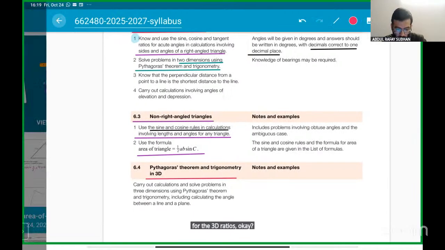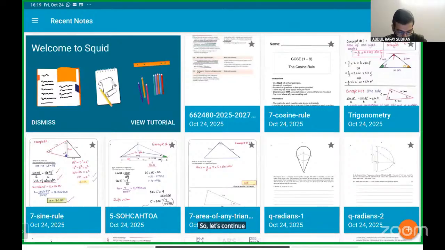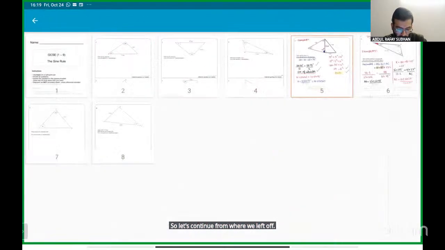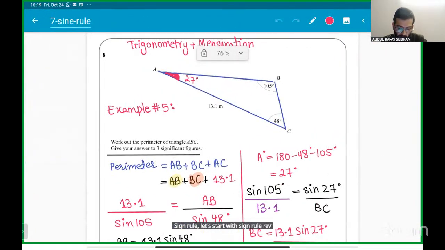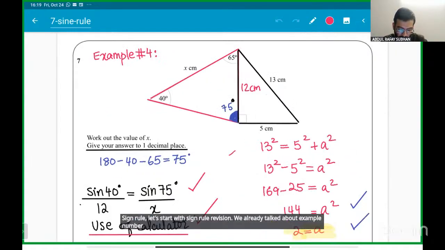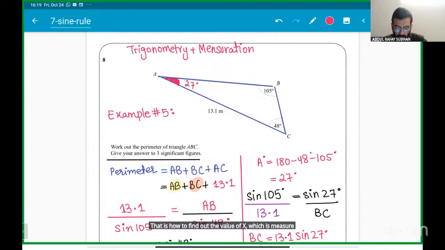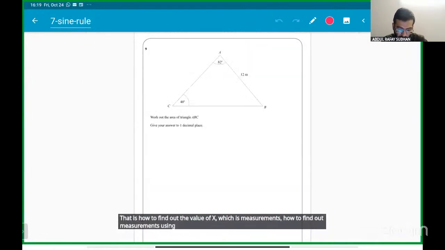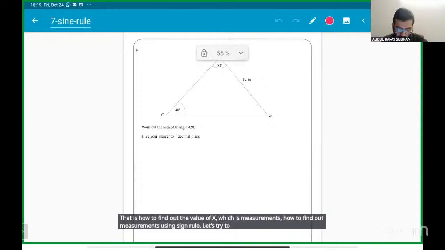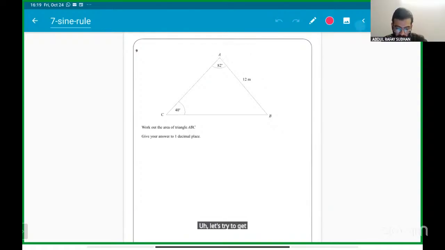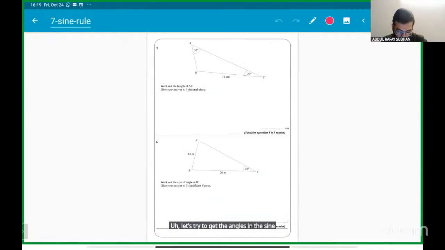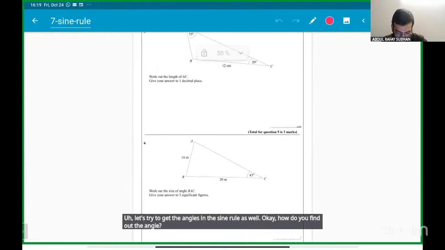Okay, so let's continue from where we left off. Let's start with sine rule revision. We already talked about examples number 4 and 5, that is how to find the value of x, which is measurements, using the sine rule. Let's try to get the angles in the sine rule as well. How do you find the angle in a sine rule?